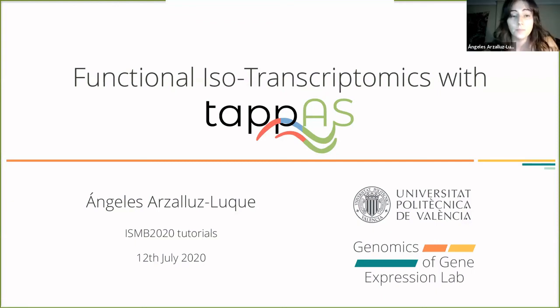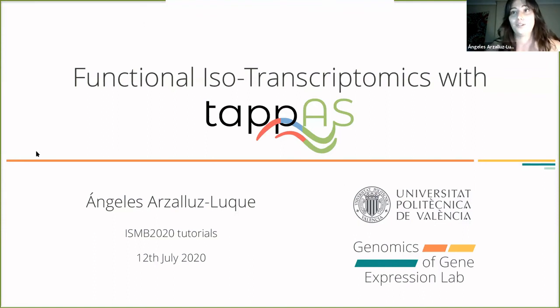and talk. Okay, so well, my name is Ángeles. As I said before, I work at the Politécnica University of Valencia doing single cell splicing analysis, and lately I've done a lot of work regarding tappAS, which is the latest tool released by our lab to do what we call functional isotranscriptomics analysis.